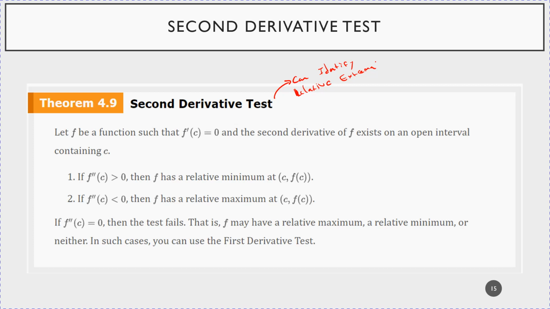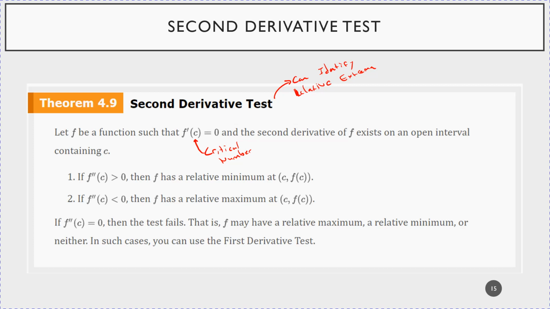Once you get used to it, it's really quick to use the second derivative test, and you'll see. Let's start off by letting f be a function such that f prime of c is equal to 0. So this c is a critical value or critical number, and the second derivative of f exists on an open interval that contains this c. So we have a relative min and we have a relative max.